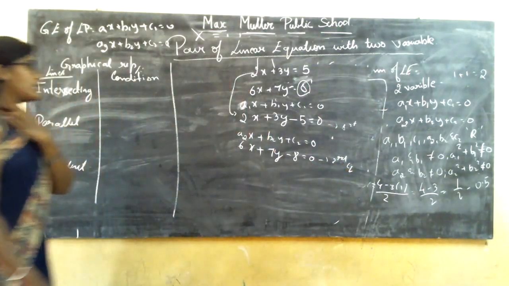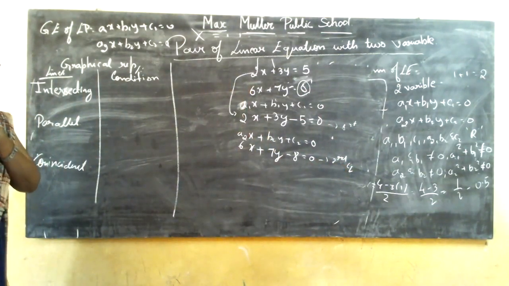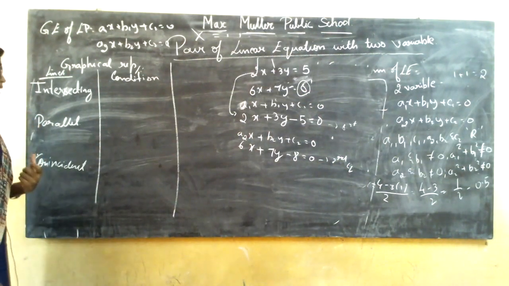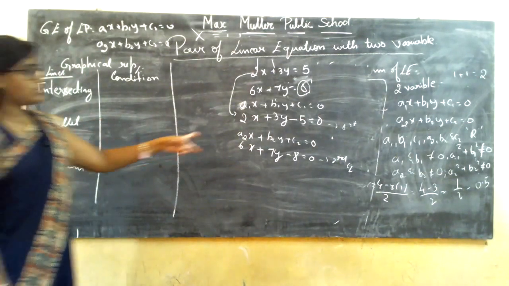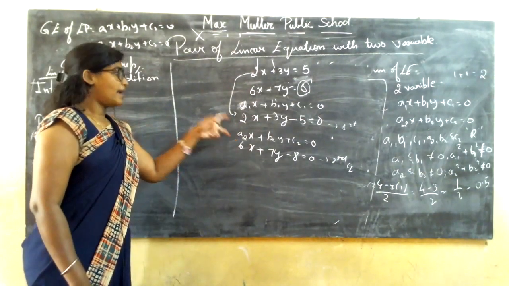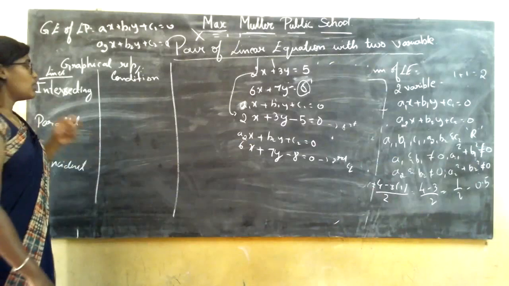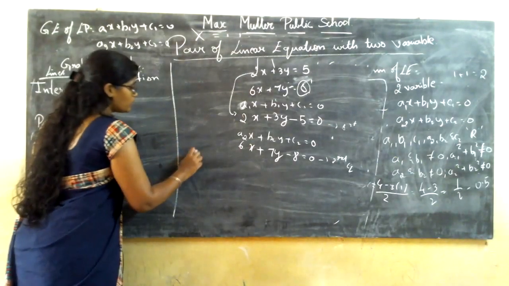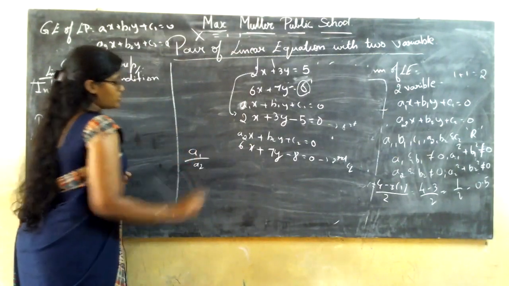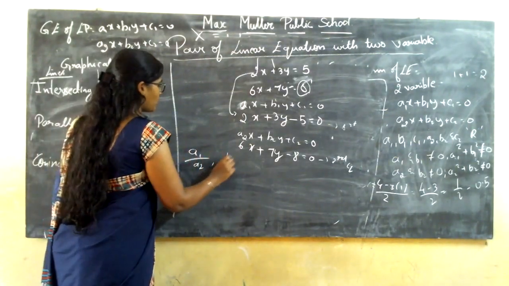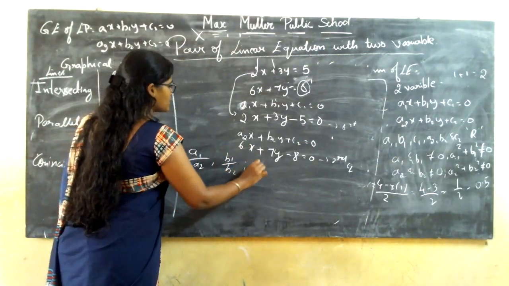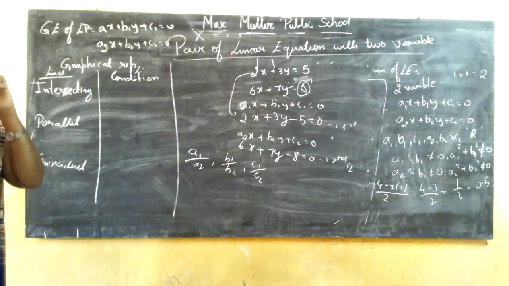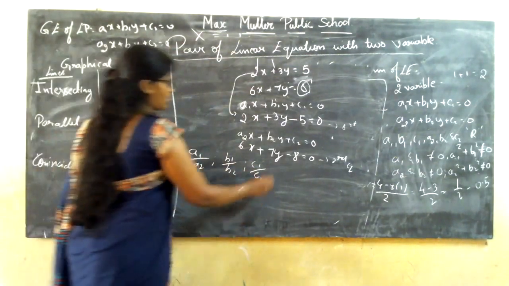Now, what have they told? If you want to say whether it is an intersecting, parallel, or coincident line using these numerical equations, how are you going to say which of these lines it is? Then you are going to look at the ratios, that is A1 by A2, B1 by B2, and C1 by C2, and see whether they are in the same ratios or not.